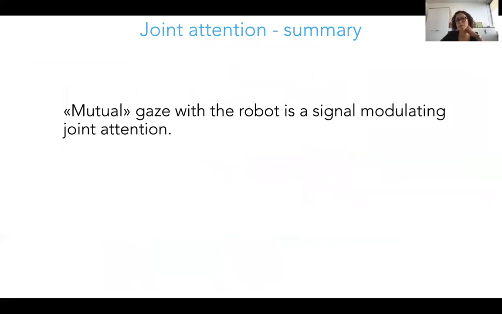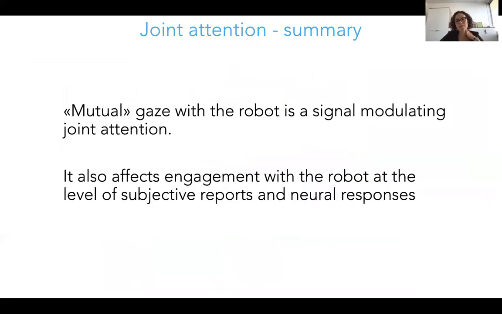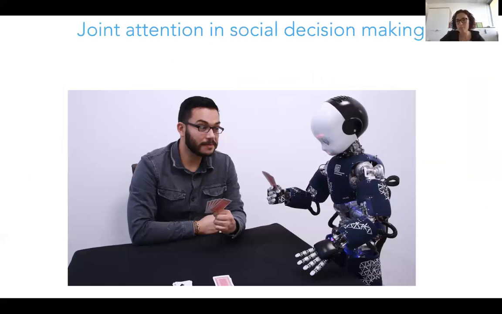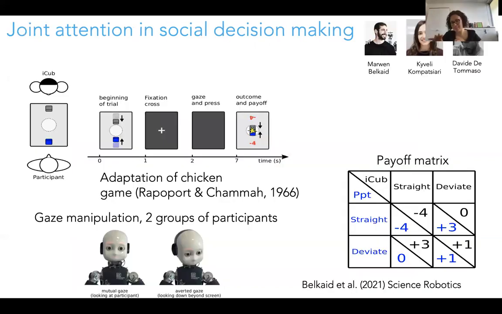So mutual gaze with the robot is a signal that modulates joint attention and affects engagement with the robot at the level of subjective reports, where I didn't show you the plots here, but I can show them later, and also neural responses. Now, having obtained these results, we thought, okay, let's do something more with the gaze, and let's have a more interactive and more engaging setup. So we asked our participants, in a completely different experiment of course, to play a game. It's a chicken game.